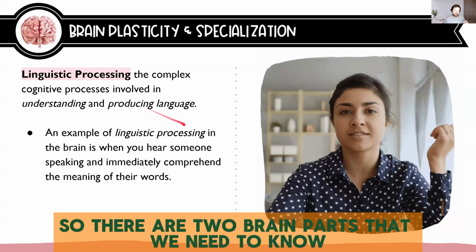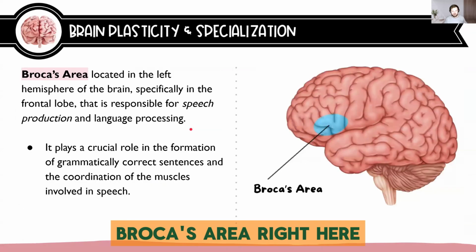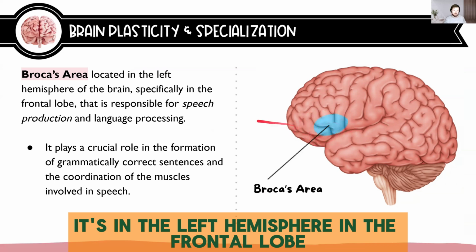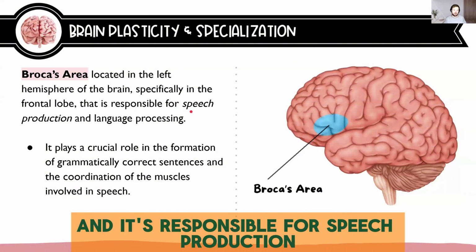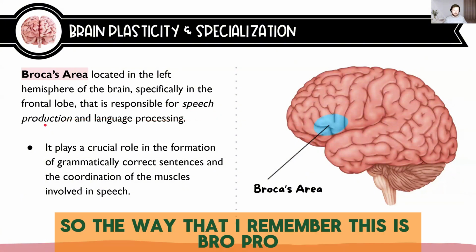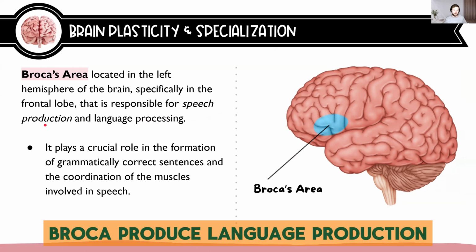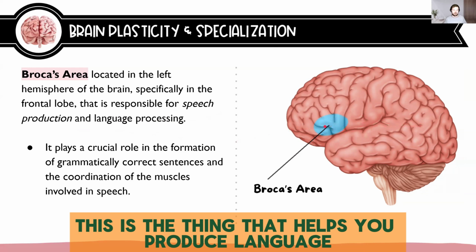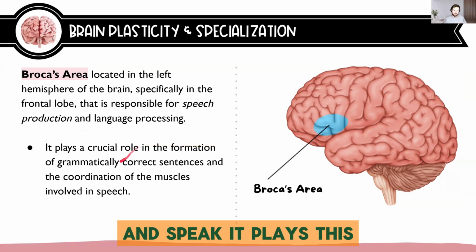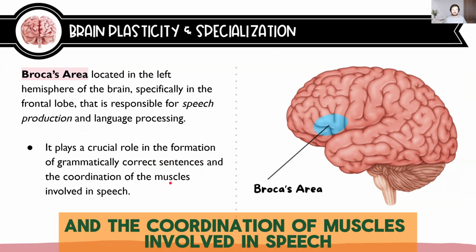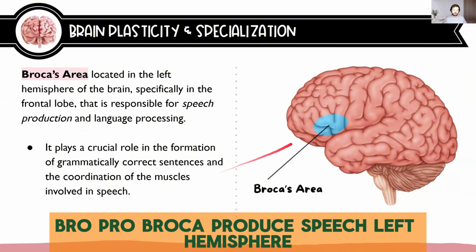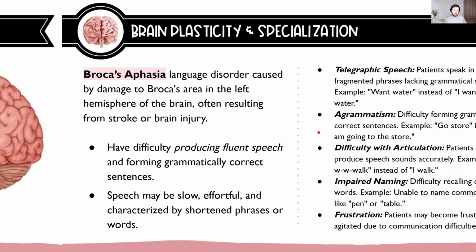So there are two brain parts that we need to know. Broca's area, right here. It's in the left hemisphere, in the frontal lobe, kind of in the back of the frontal lobe, and it's responsible for speech production. So the way that I remember this is Broca produce, language production. This is the thing that helps you produce language and speak. It plays a crucial role in the formation of grammatically correct sentences and the coordination of muscles involved in speech. Broca produce speech, left hemisphere.